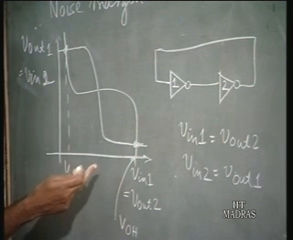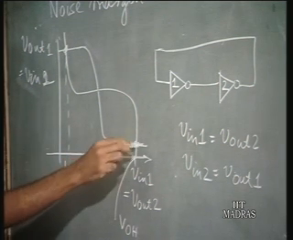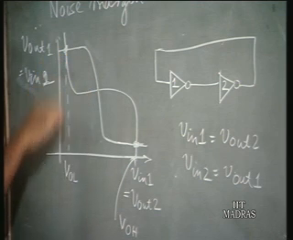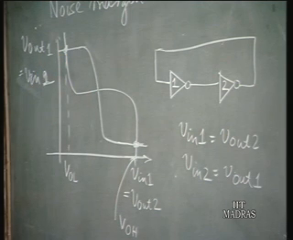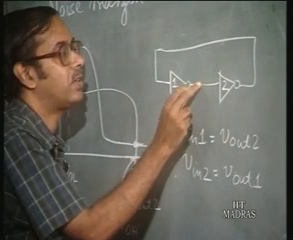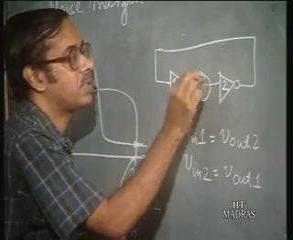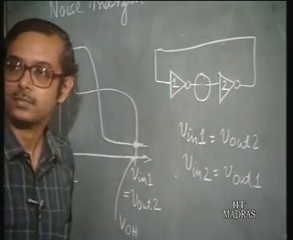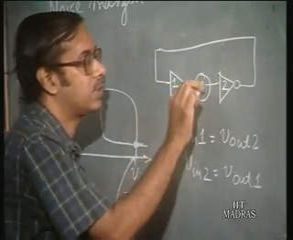Okay. So, these are the two operating points, this point and this point. These are the two possible operating points of the inverter. Now, where does noise come in? Suppose you have a noise source introduced here in between. Let us call this Vn.